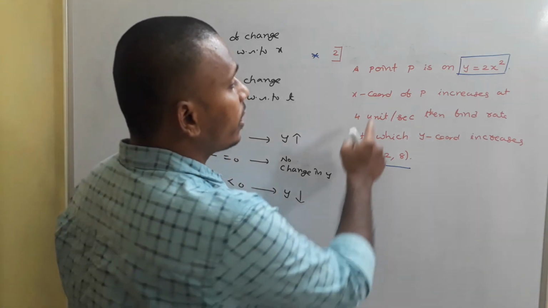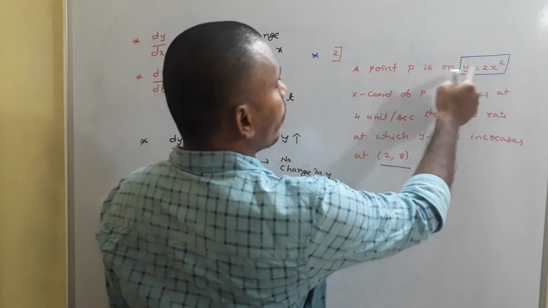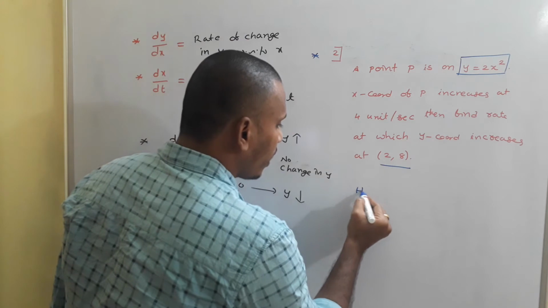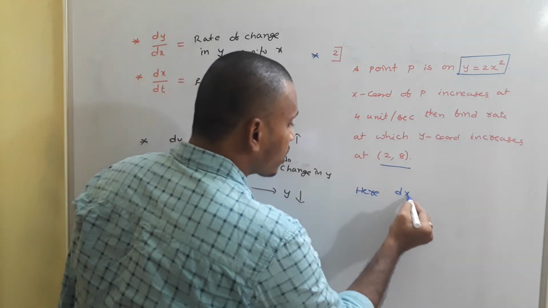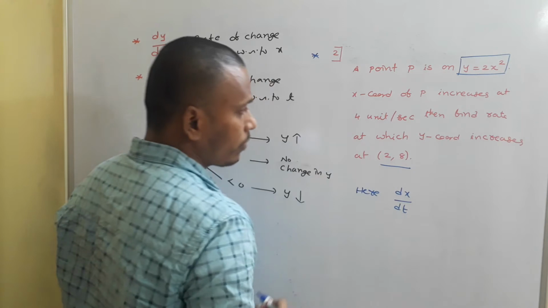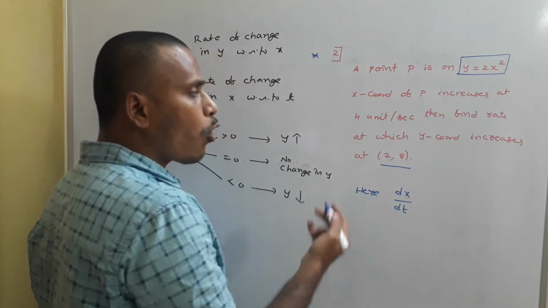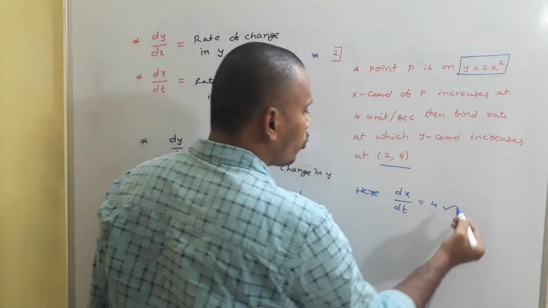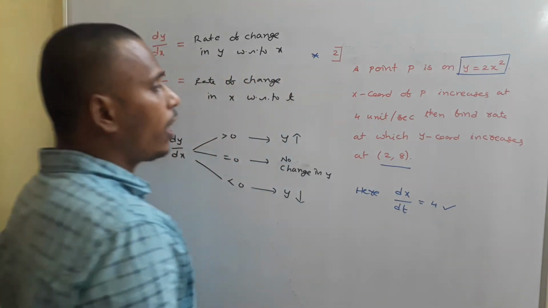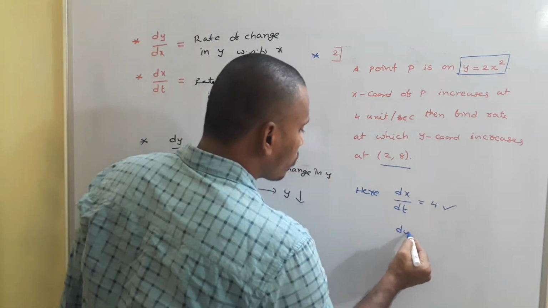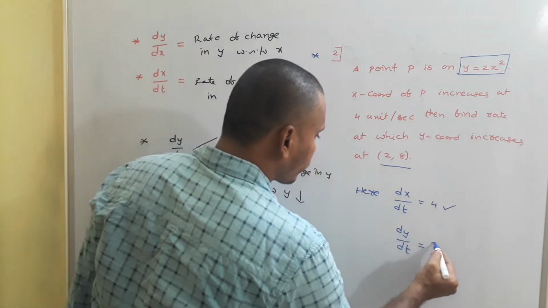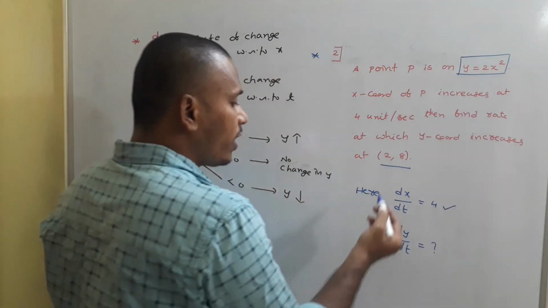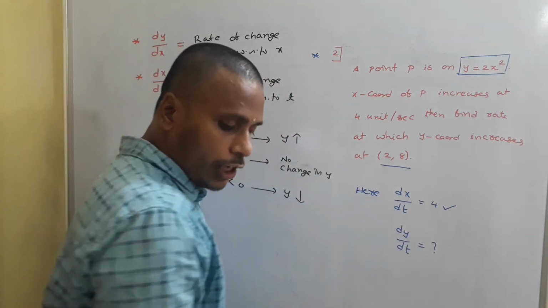Okay. Here they are mentioning that a point P is on y equals 2x square. The x coordinate of P increases at 4 units per second. Here, as given, the x coordinate is changing with respect to time. Initially, if you take that point as some (x, y), as per this problem, dx by dt is given as 4 units. And now we need to calculate the change in y. What do you say about dy by dt? At the point (2, 8) again. So dx by dt is given, and dy by dt we need to find.